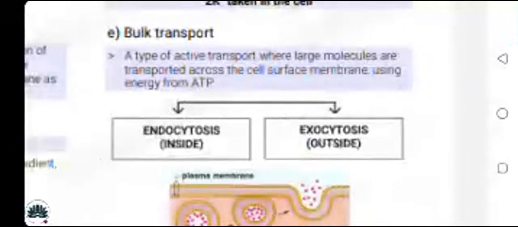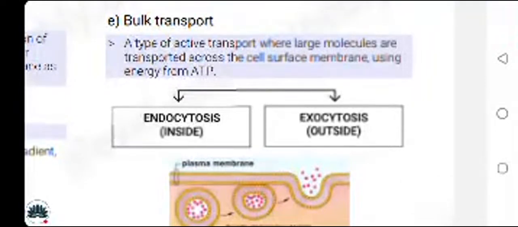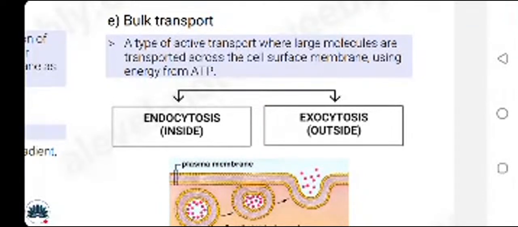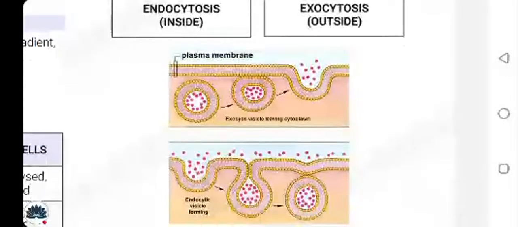And then the last, moving towards bulk transport, a type of active transport where large molecules are transported across the cell surface membrane using energy from ATP. There are endocytosis and exocytosis. Just wait a minute, it will be very clear to you. Endocytosis, as we have already discussed, is an engulfing of molecules, and exocytosis is the opposite. Endocytosis means into the cell and exocytosis means out. We discussed this in the live session of chapter number 1.